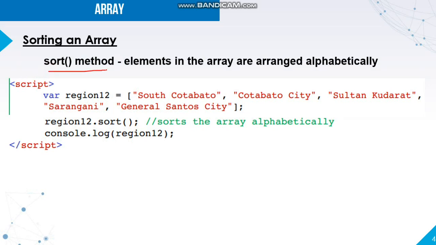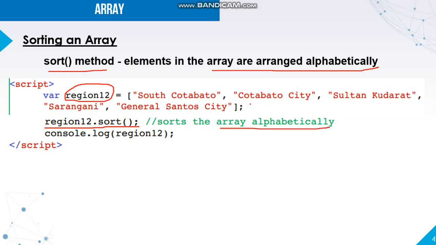The sort method allows you to arrange your array alphabetically. So let's take a look at this particular example. We have region 12. In this case, we have the following elements: South Cotabato, Cotabato City, Sultan Kudarat, Sarangani, and General Santos City. So using that sort method, you just need to place the name of the variable, then .sort. This will be arranged alphabetically.